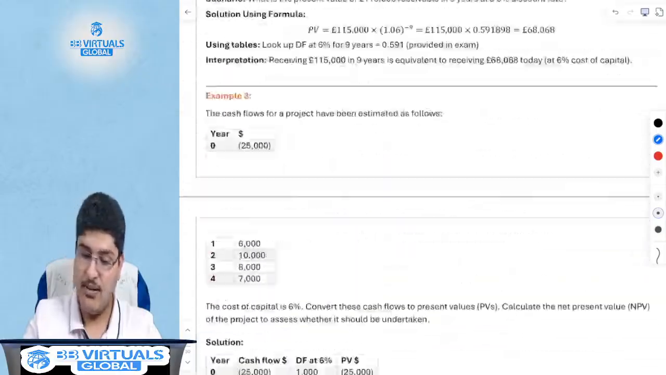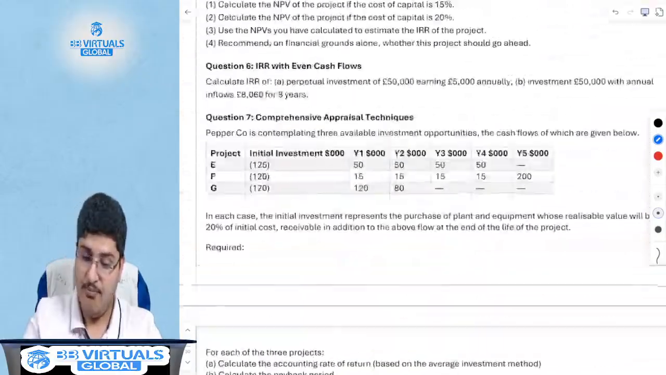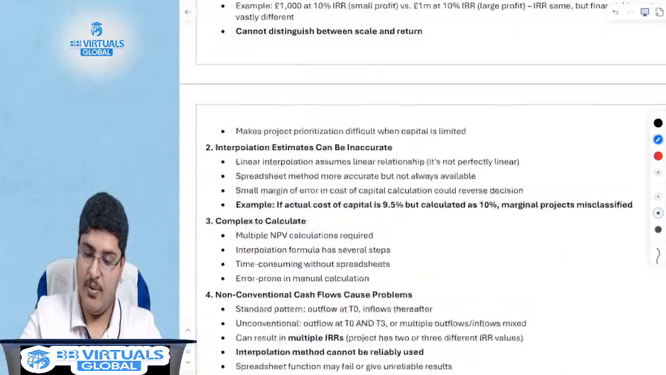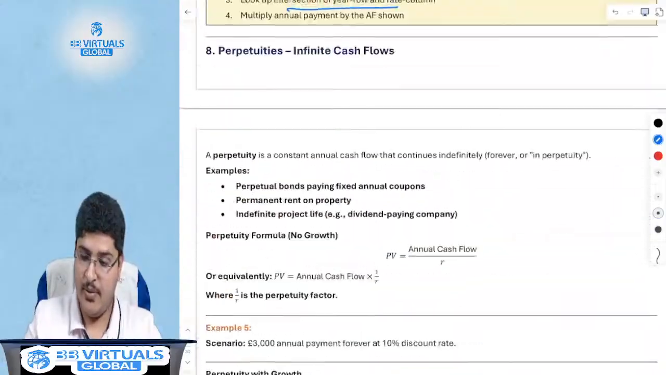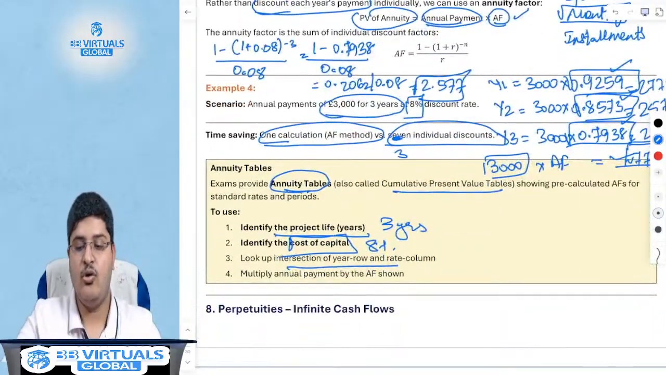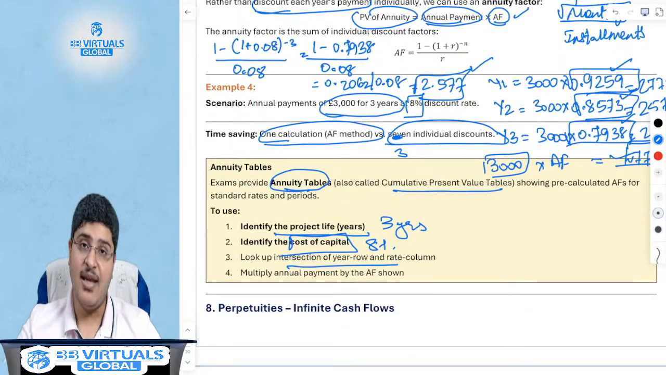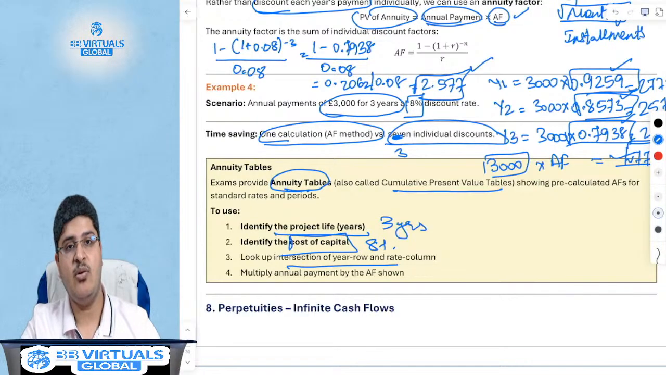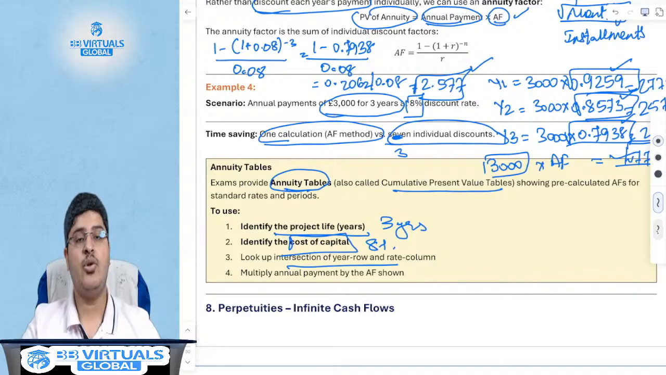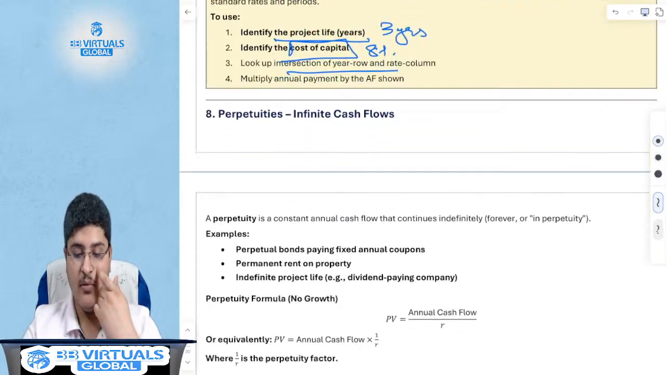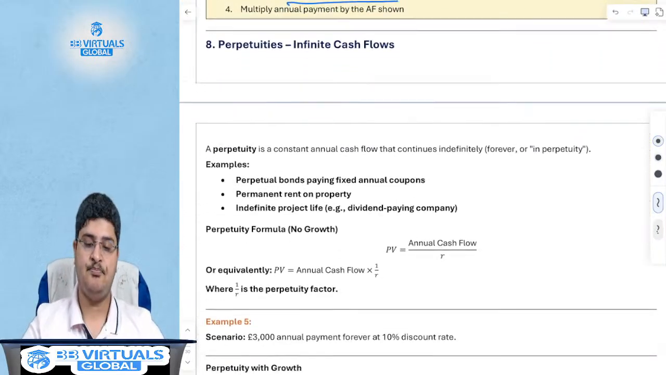Going back to our answer, what is our answer? Our answer was also 2.577. In the examination, you will be given the annuity table, but nevertheless, you should know how to use the calculator to find out the annuity.